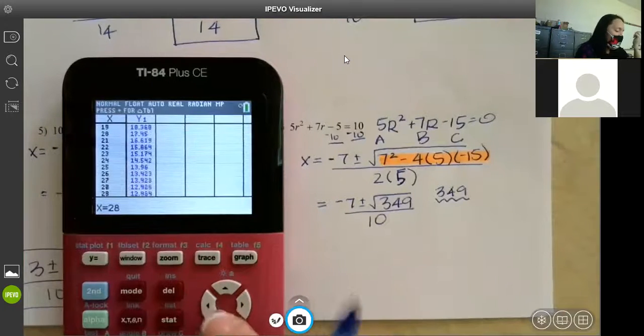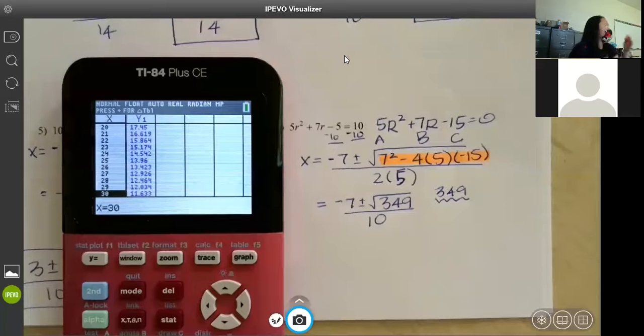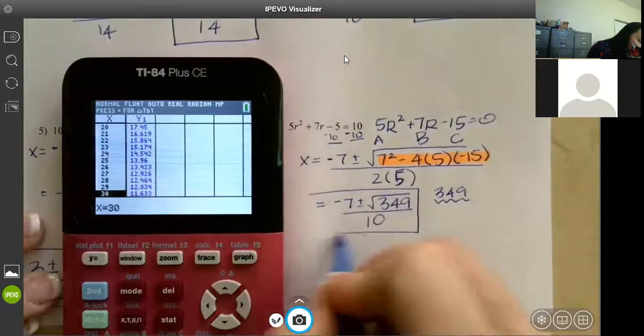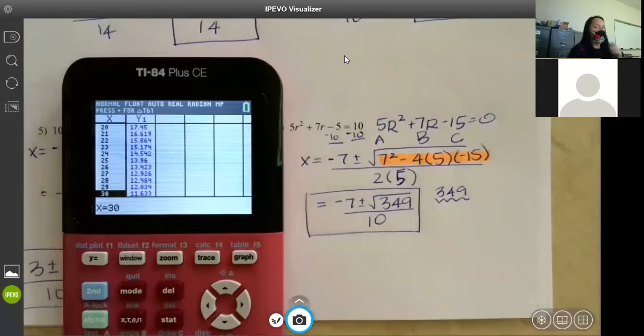Y'all understand that? And again, I don't know that until I go through the list. So don't feel bad that you have to use your calculator, because I don't know my factors of 349 and I don't expect you to either. If nothing breaks down, that's as good as it gets.